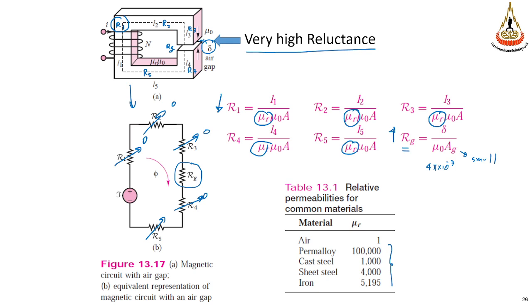If you use permalloy as our material, then R1, R2 until R5 are very low values, right? They are negligible in the calculation. So it is better to have the gap in the circuit, right?